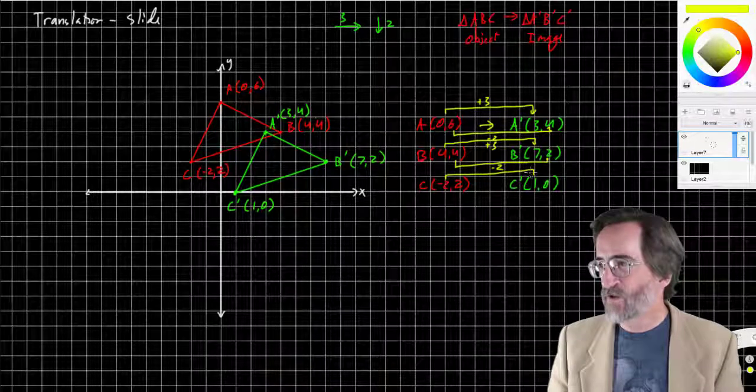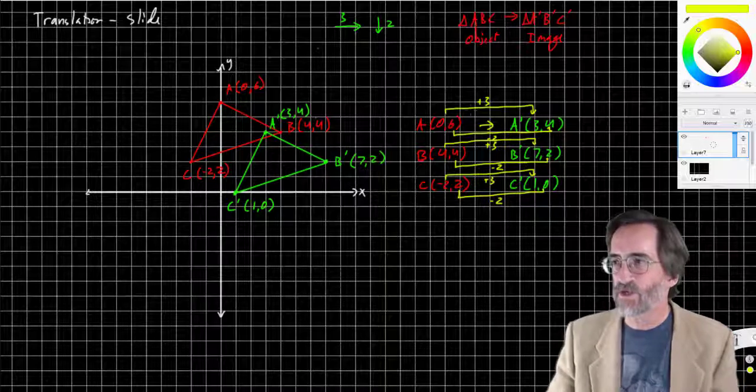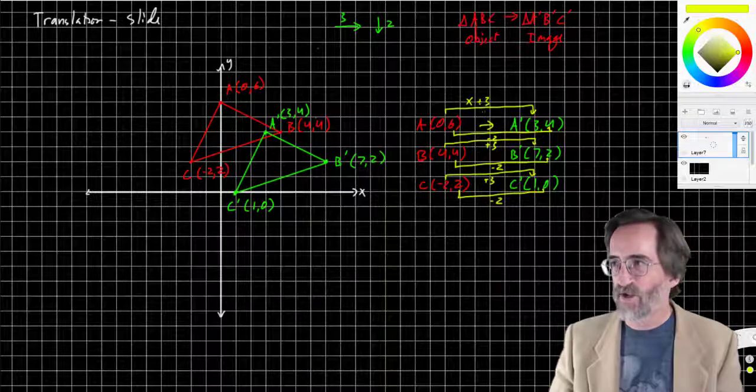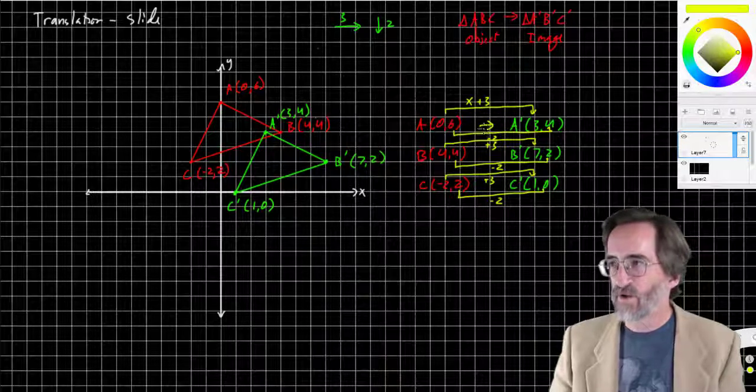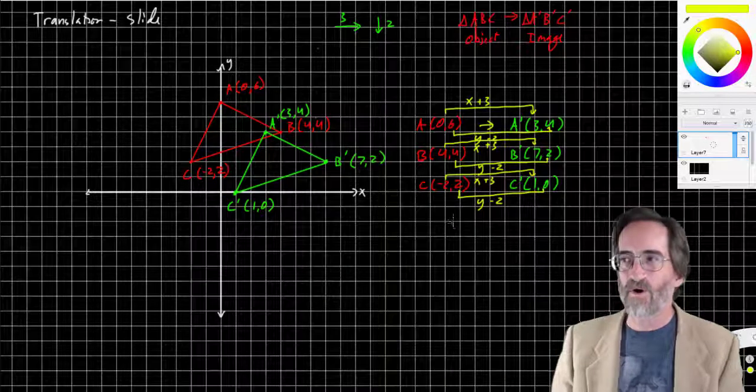Negative 2 became 1, so it added 3. And 2 became 0, so it subtracted 2. You notice with each, we added 3 to the x-axis, so whatever x was, we added 3. And we subtracted 2 from the y. We added 3 to the x, we subtracted 2 from the y.